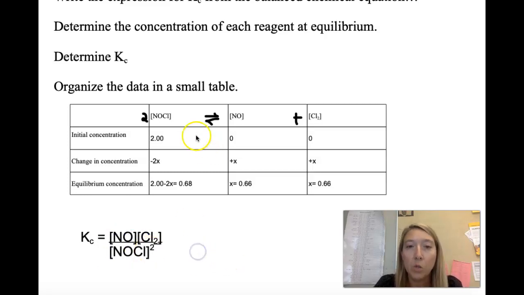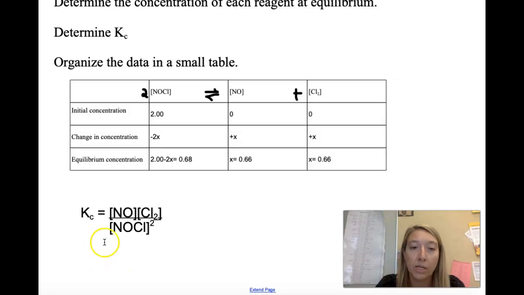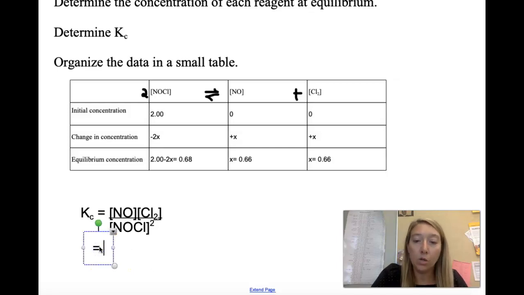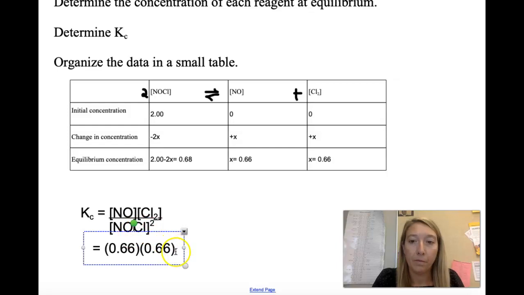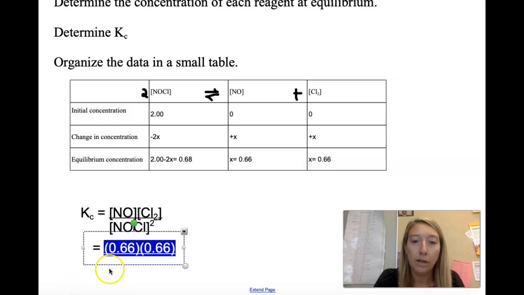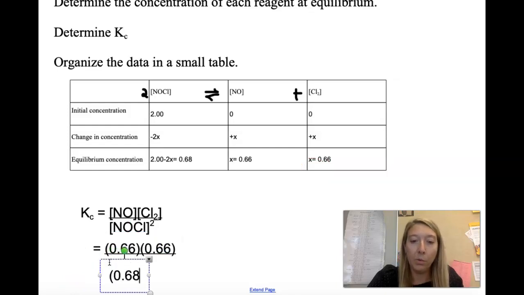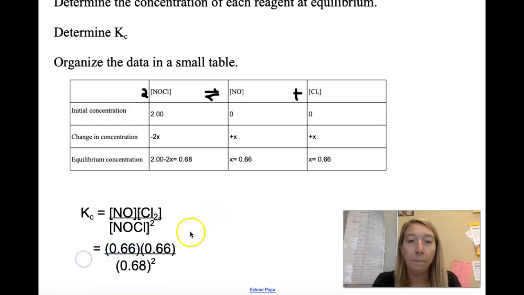The reason it needs to be squared is it was balanced with a 2. The NO doesn't need any little number up here because it's balanced with a 1, same with the Cl2. So we're going to have NO times Cl2 divided by the concentration of NOCl squared. So we are going to have our 0.66 times our 0.66, because those were the equilibrium concentrations of the NO and the Cl2. And then that is going to be divided by that 0.68, which is going to be squared.